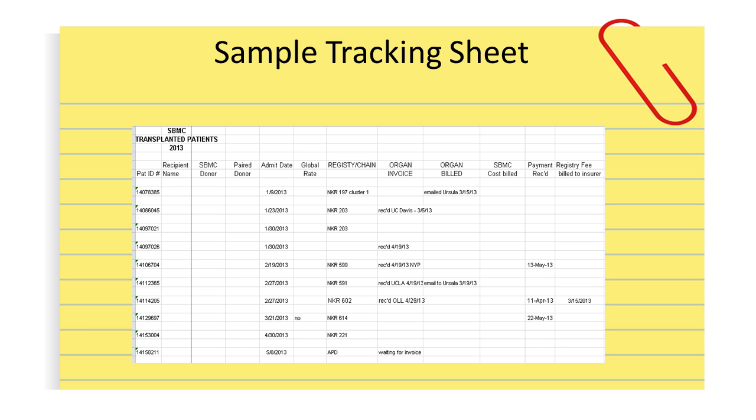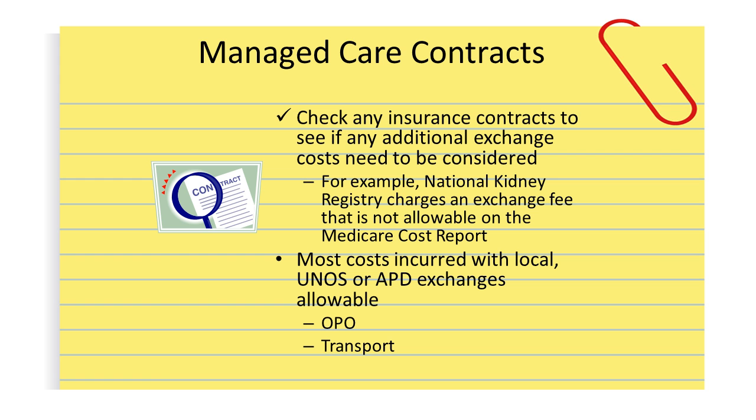We show the recipient's name, who our intended donor was, who's the paired donor, and we just go through the registry, etc. So you can see how we easily track this in a simple spreadsheet.